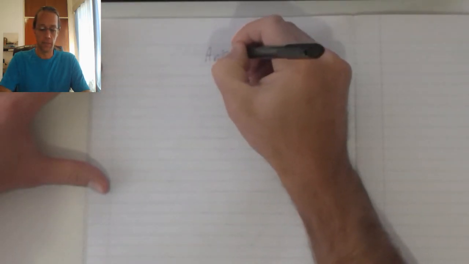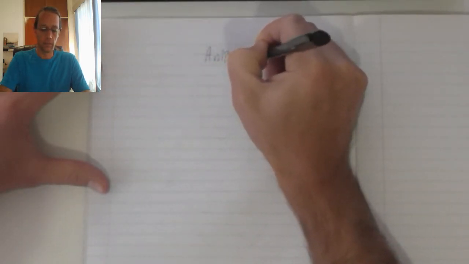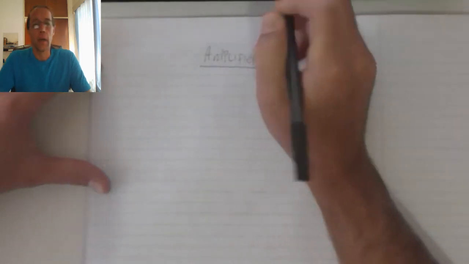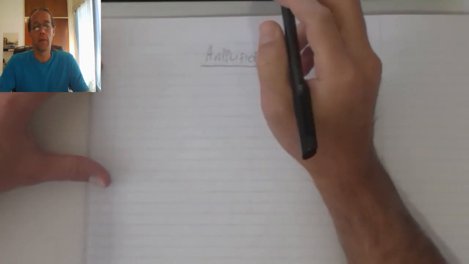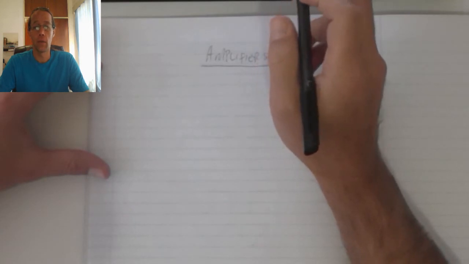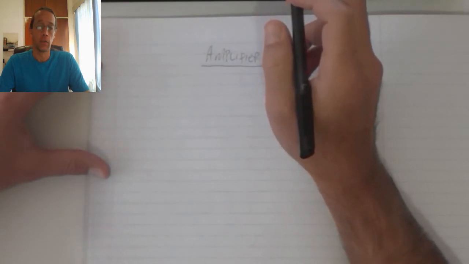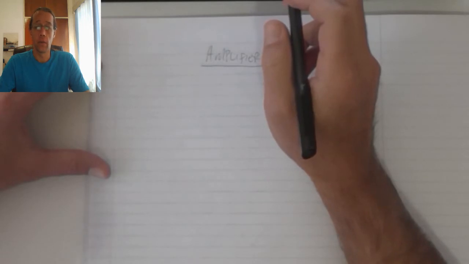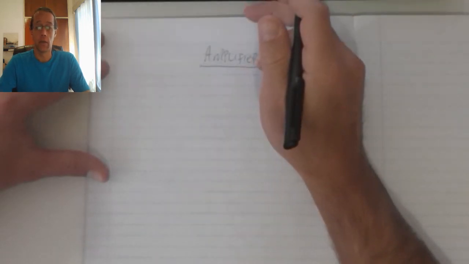Amplifiers. An amplifier is a device whose primary function is to convert the amplitude of an electric signal. It can also be used to alter the frequency of an electronic signal.